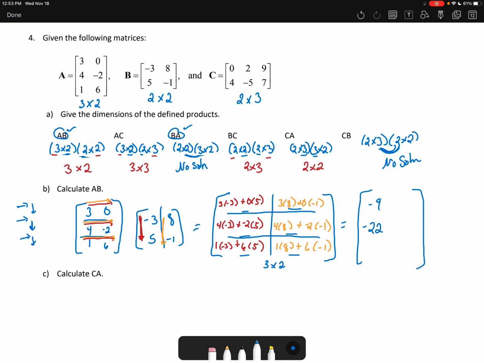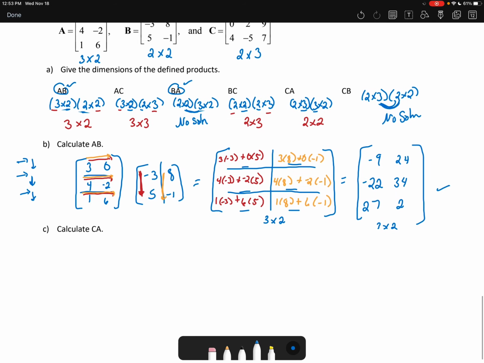3 times 8 plus 0 times negative 1 is 24. 4 times 8 plus negative 2 times negative 1 is 34. 1 times 8 plus 6 times negative 1 is 2. And we've got our final 3 by 2 answer, and as long as I haven't misadded or multiplied, we should be good to go. Showing that middle step with that work, though, is a good way to get partial credit.